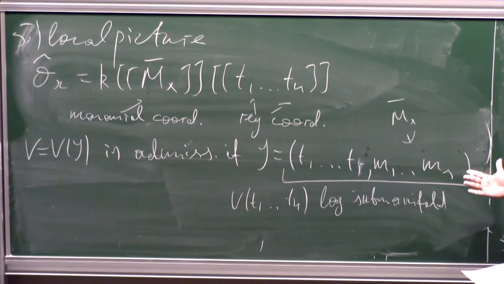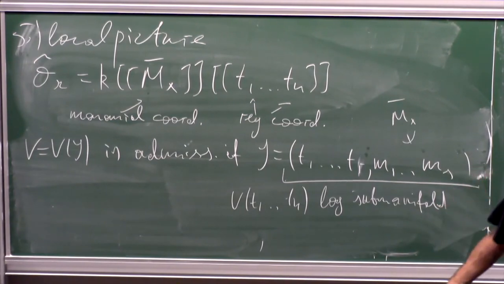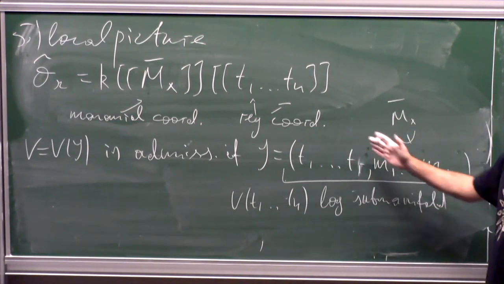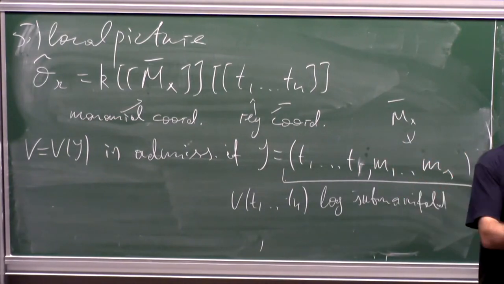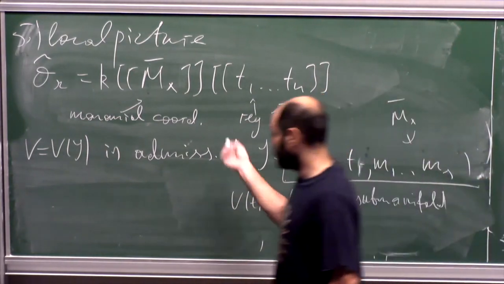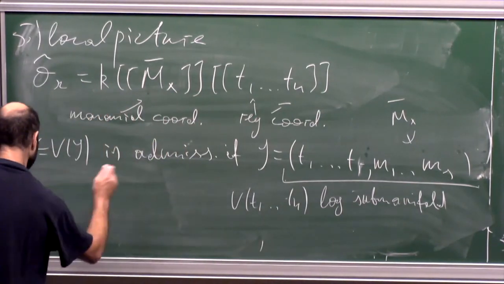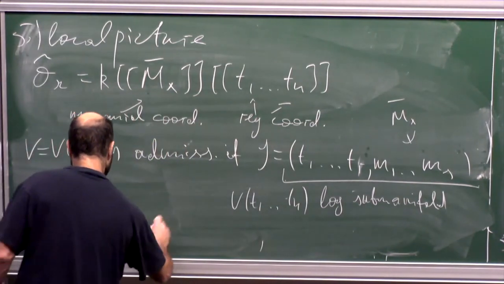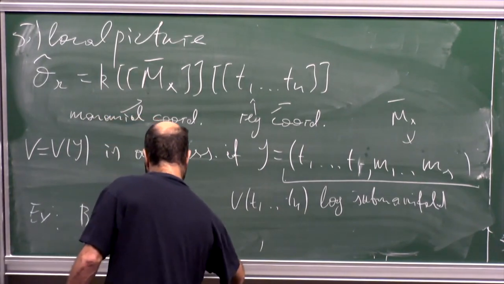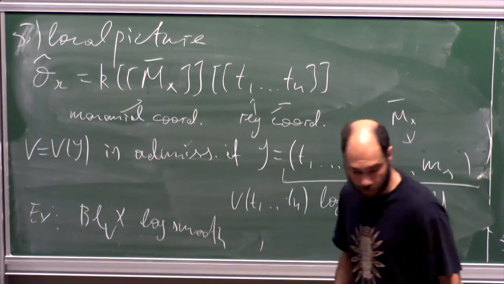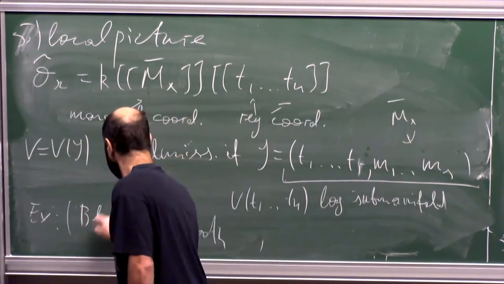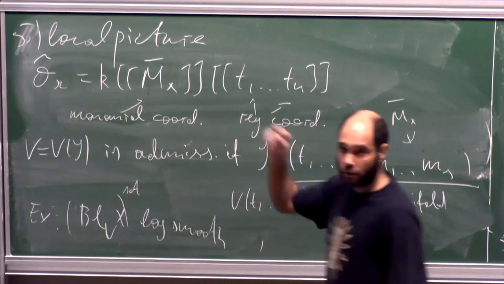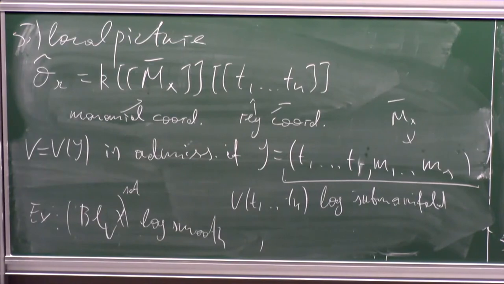So obviously, even if I start with something smooth, after doing such a blow up, I immediately get something which is only log smooth, but not smooth. Exercise: check the blow up of X at V is log smooth. Again, a very simple exercise, but I should only say subtle. Blow up and then subtle. Now I should go to the conclusion.